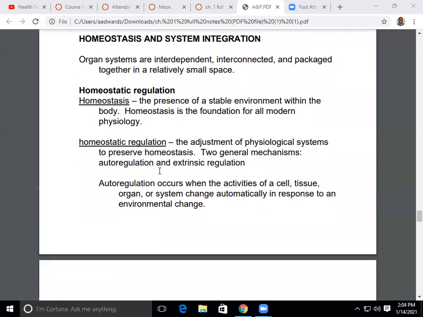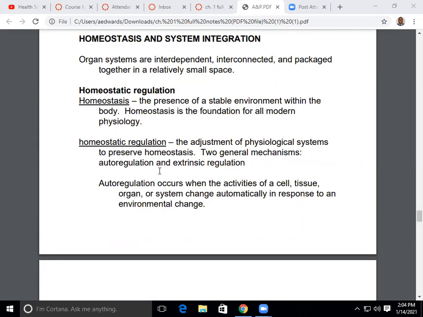All right, now that we've talked about organ systems and levels of organization, let's talk about homeostasis and system integration. Like I said before, the organ systems don't really live independently. We're going to study each one, but they don't work independently. They're interconnected and interdependent. They're basically packaged all together, so all the organs are just kind of together.